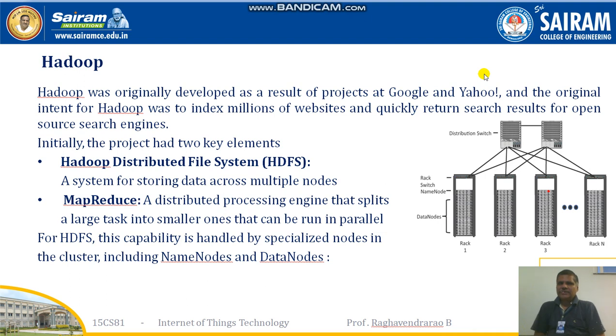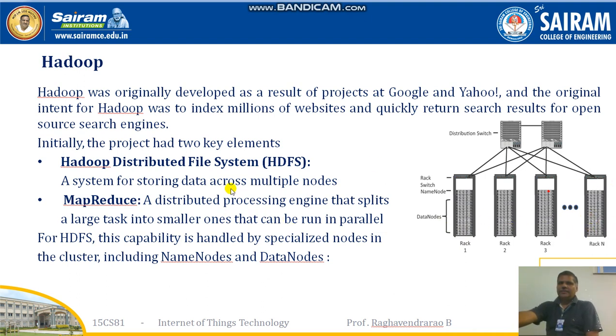So the architecture goes like this. It is shown in the figure. There are two key elements. One is the Hadoop Distributed File System, called HDFS. This system stores the data across multiple nodes. The nodes are shown here, and there is something about racks and so on.